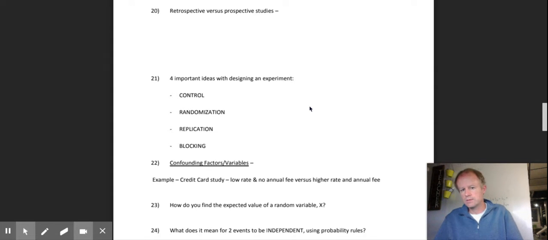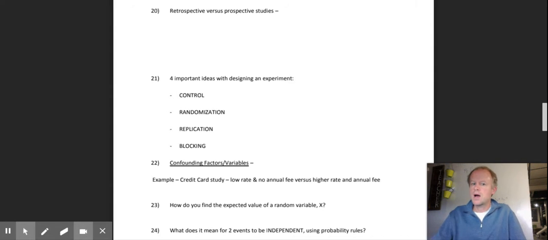Well, if we're trying to tease out which of those is the thing that really matters, we wouldn't want to group them together, because then they're confounded. We don't know if it's the rate or the annual fee that's causing the change in our variable. So those are confounded together, and you try to avoid that. Try to just hone in on one variable as much as possible.